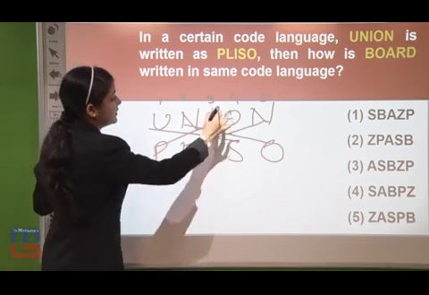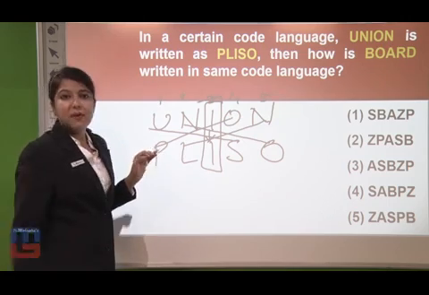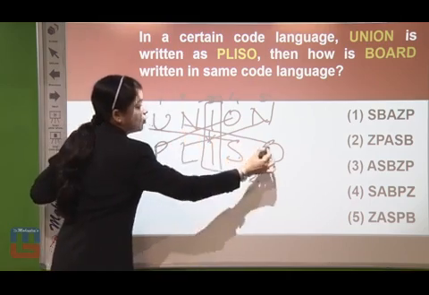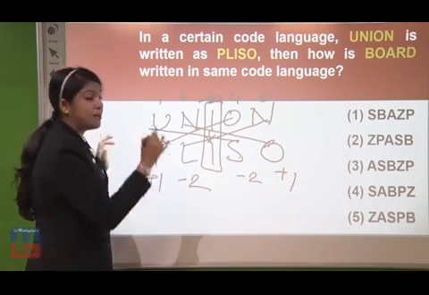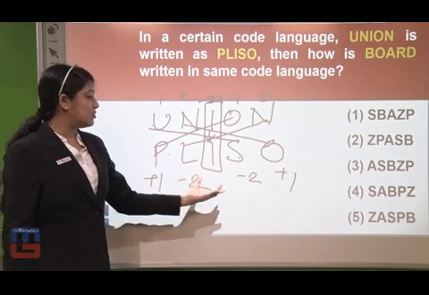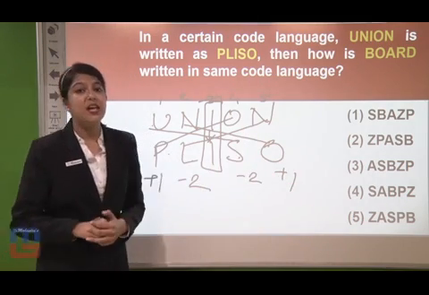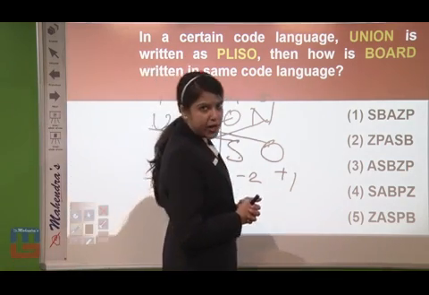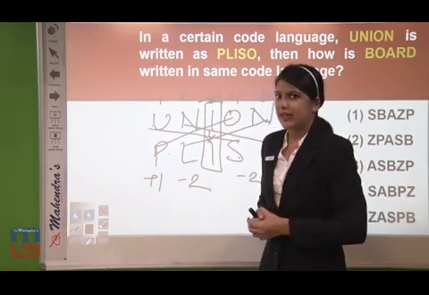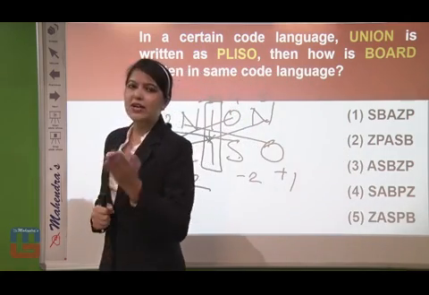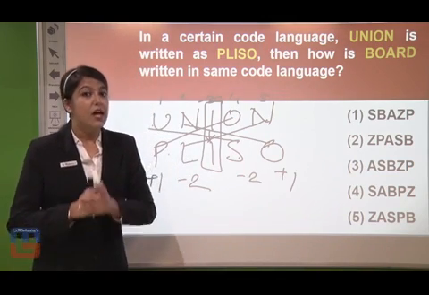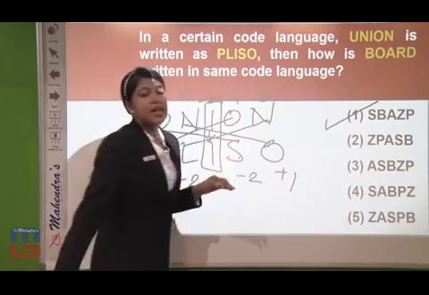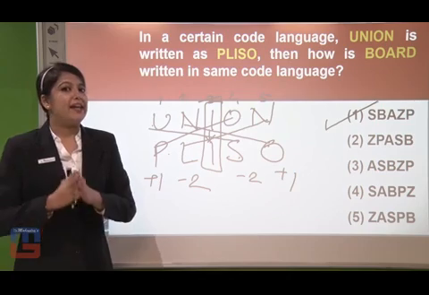And what you can see, the center letter was repeated as same, but U and S relation is -2, N and L relation is -2, N and O relation is +1 and O and P relation is +1. That means +1, -2, same letter, -2, +1 pattern has been resolved over here. So now for going for BOARD's code, what will be the code for BOARD? Directly within 2 seconds I will tell you the answer. Just think, you are sitting at home and solving this question with me to get the right answer. So BOARD's answer will be SBAZP. Check it over and get it correct.